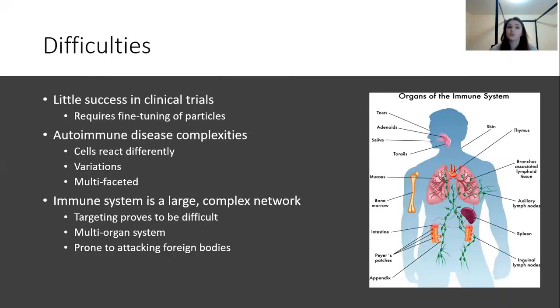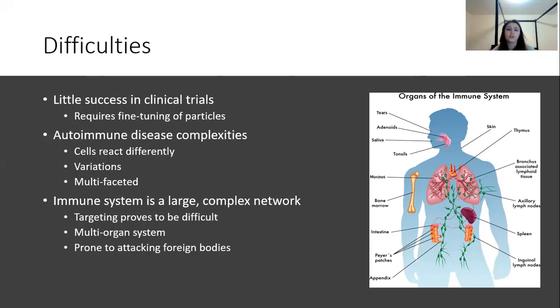So there are difficulties in humans especially. The little success in clinical trials a lot of the time is because, again, it requires the fine tuning of particles, and autoimmune diseases are complex. So cells react differently. There's a lot of variation from patient to patient. Not all autoimmune diseases act the same way. Not every patient with lupus has the exact same expression and things like that.